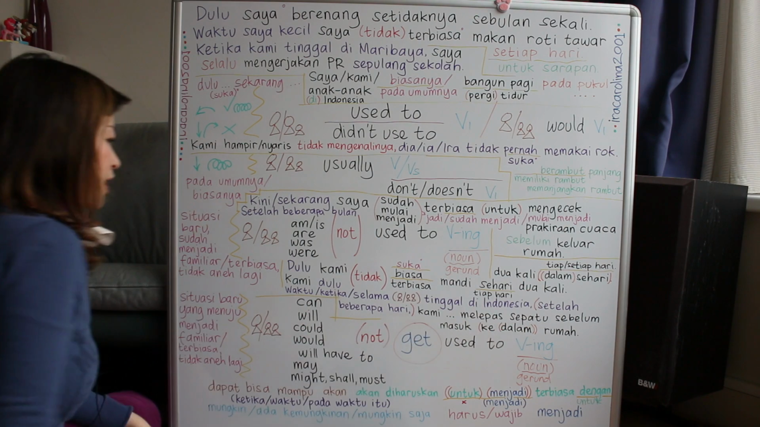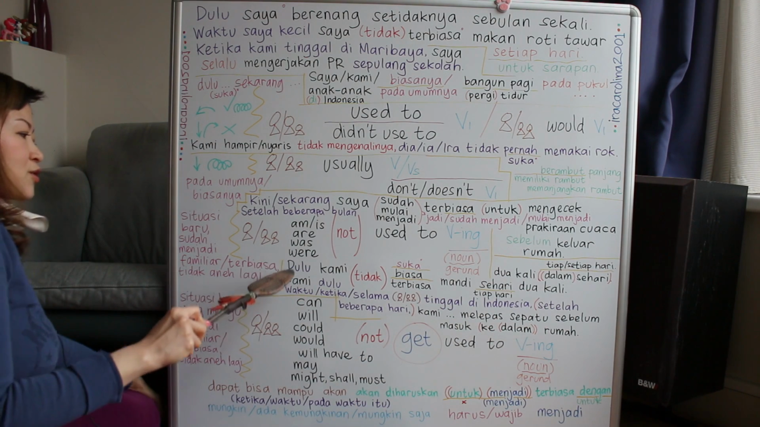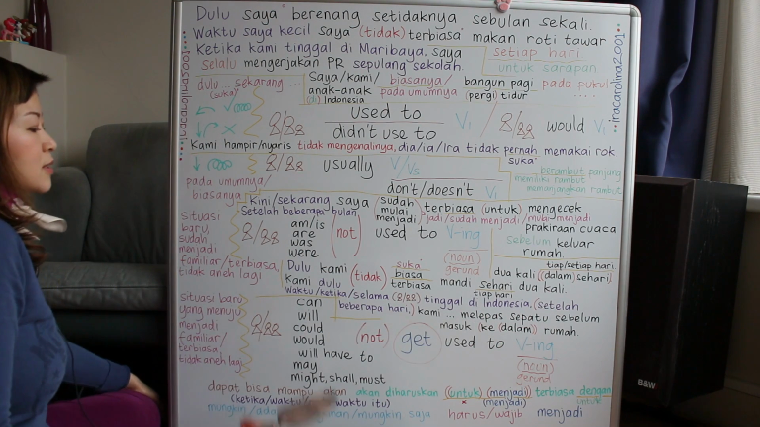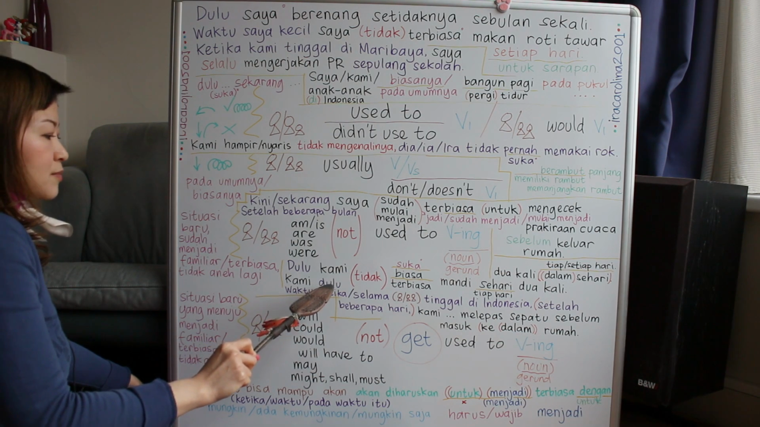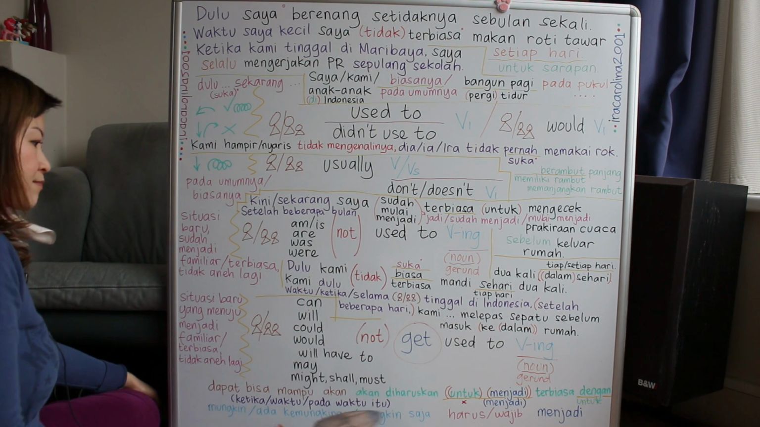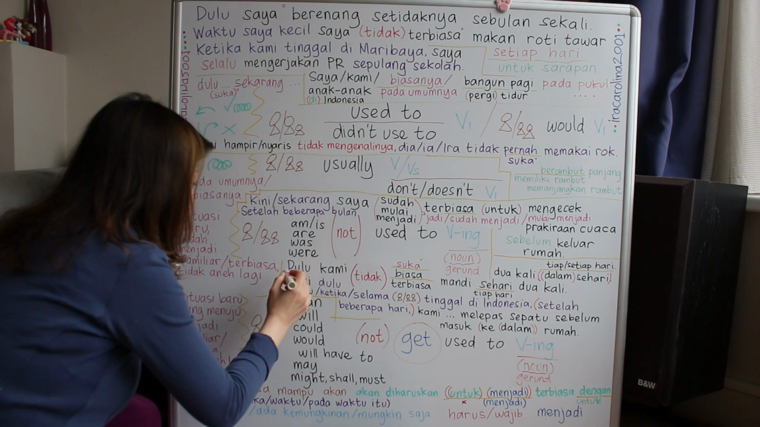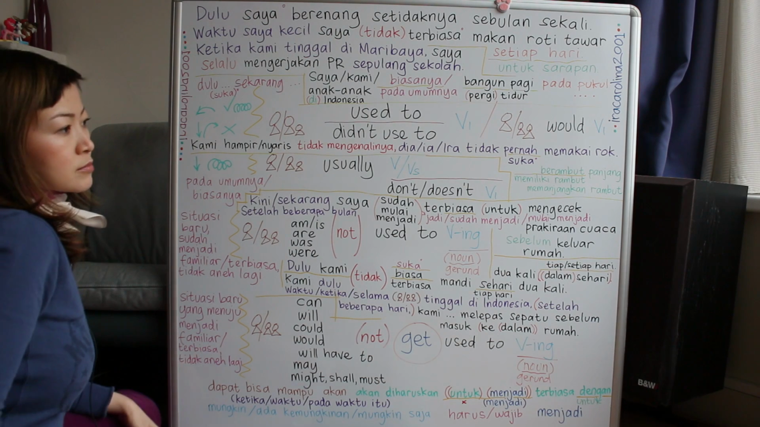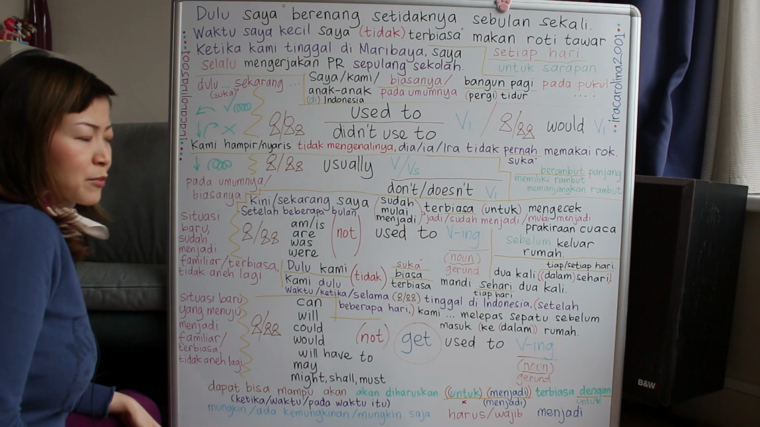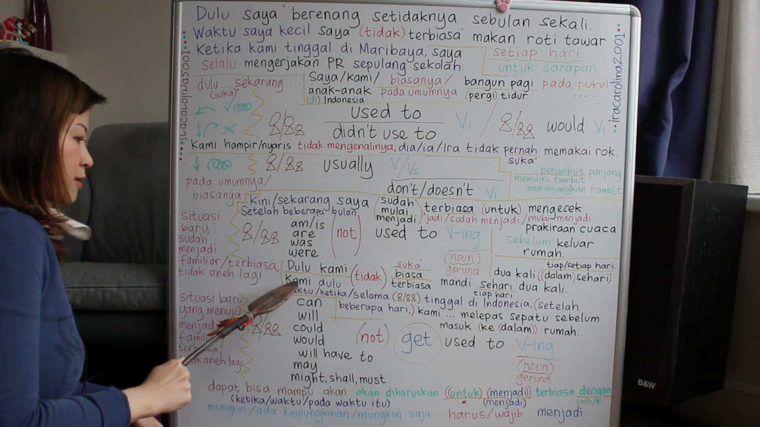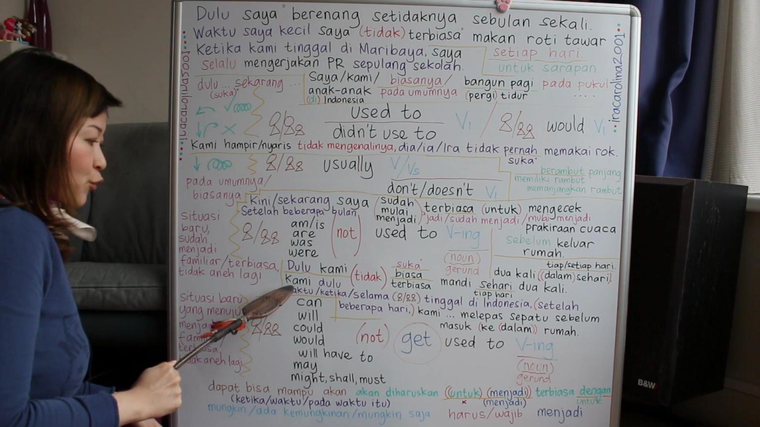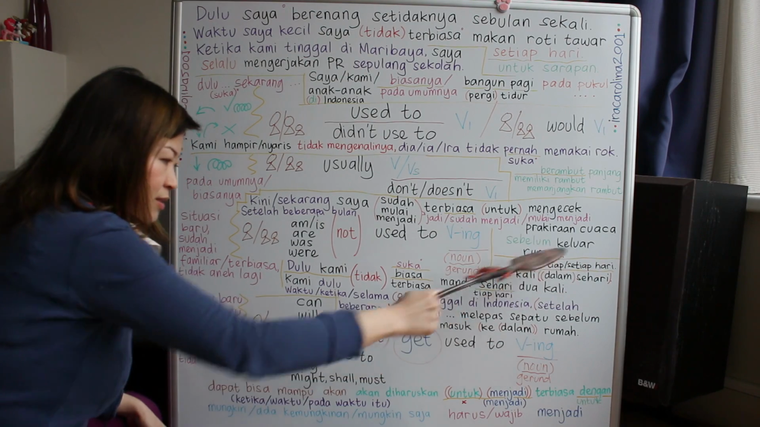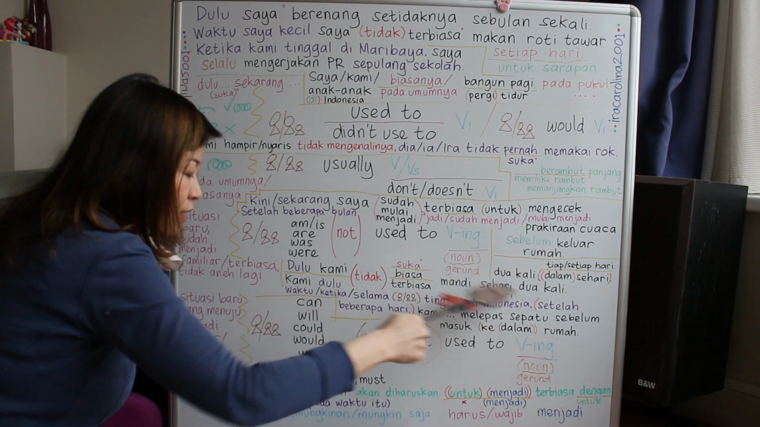Now, we will go here. You can use dulu kami or kami dulu. So, in the past, we, before, a long time ago, we, or we, long time ago, we, in the past, we, before, same sentence. And this one, which one you want to choose, any kind of.